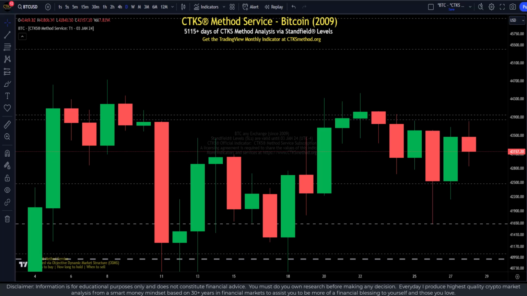From here, the question becomes, where could Bitcoin go next? And it's really quite straightforward. It's going to go to either structural support at this 42,466 mark or structural resistance at that 43,844 mark. We can see that we've got a series of tails that are higher than each other. This is confirming the stronger probability is to move up to these higher structural levels.